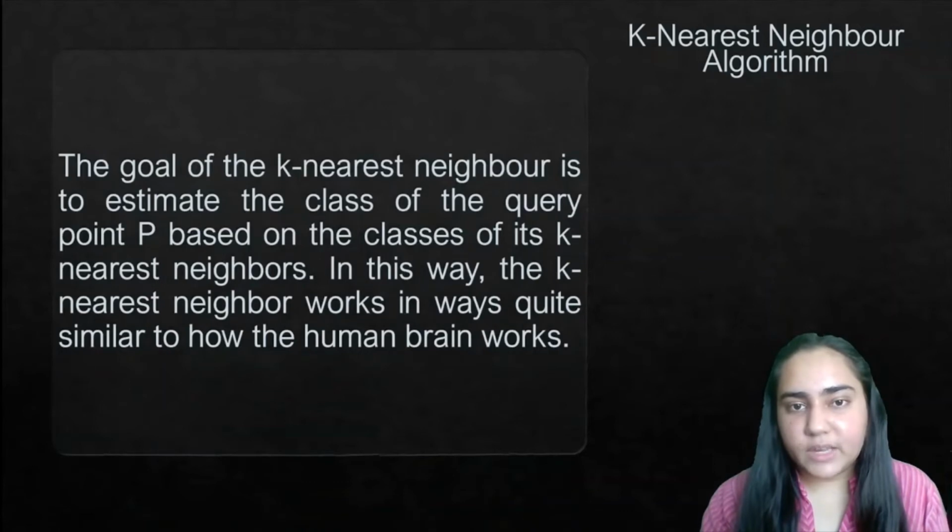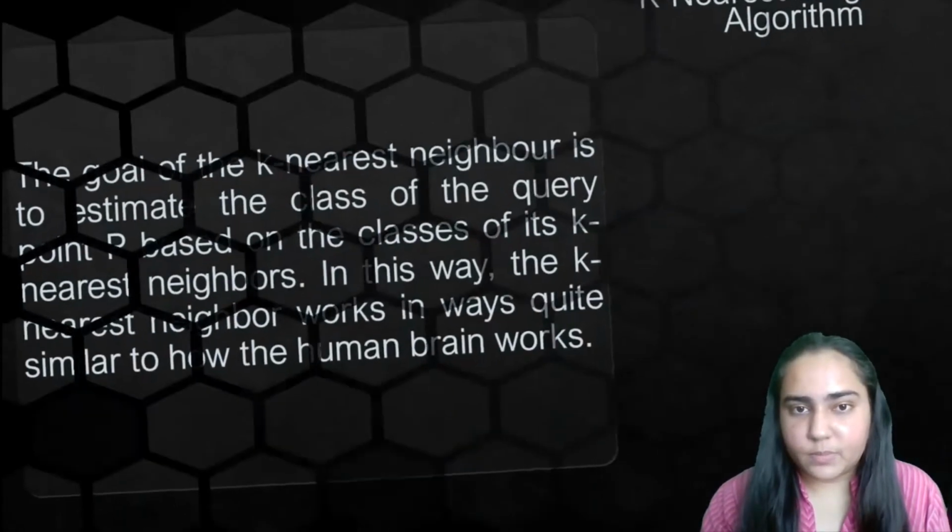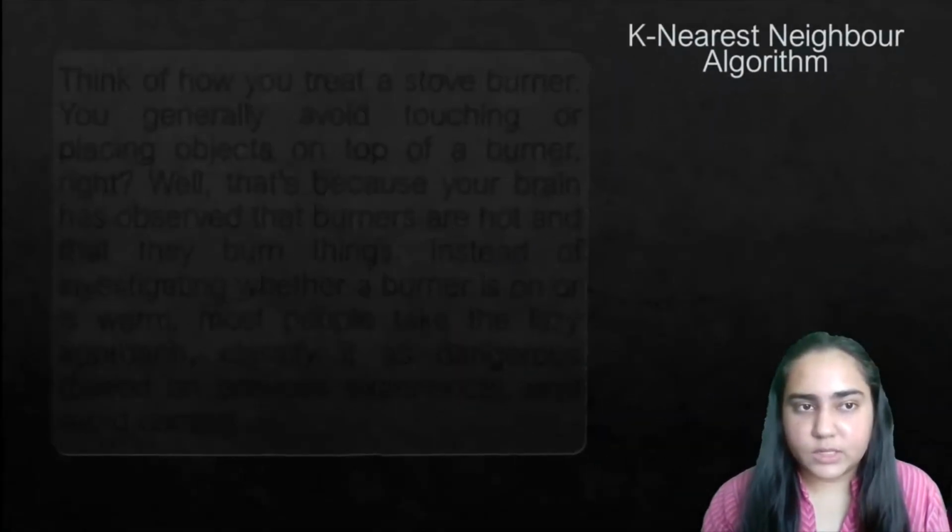The goal of the k-nearest neighbor is to estimate the class of the query point P based on the classes of its k-nearest neighbors. In this way, the k-nearest neighbor works quite similar to how the human brain works. And let me give you an example for that.